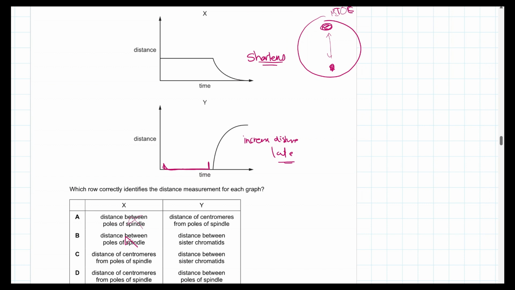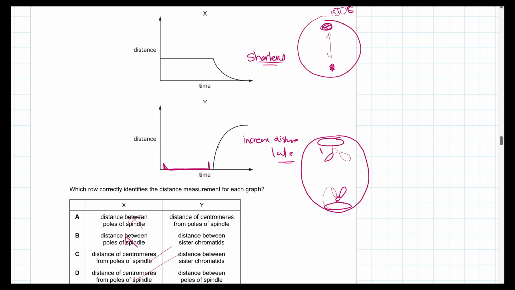For C, distance of centromeres from poles of the spindle. So centromeres, as we all know, at the end of metaphase and the start of anaphase, they separate, leading back to our last question, they separate at the opposite poles. Therefore, the distance of centromeres from the poles actually decreases. Therefore, this is correct, because they decrease as the spindle fiber pulls the centromeres towards the poles.